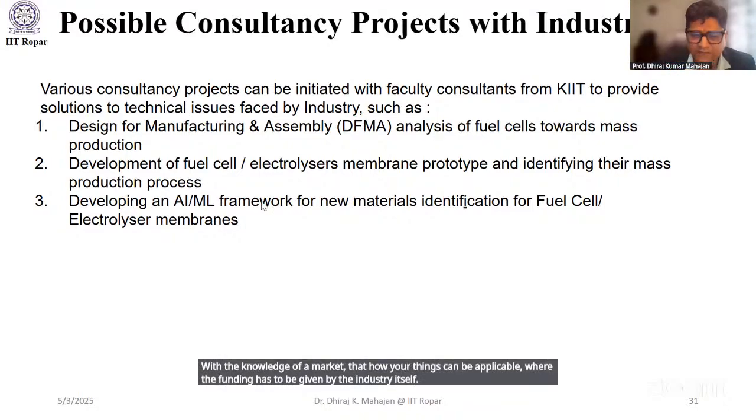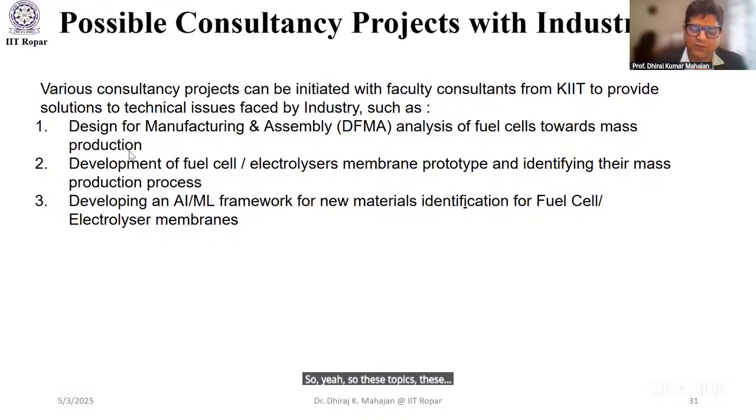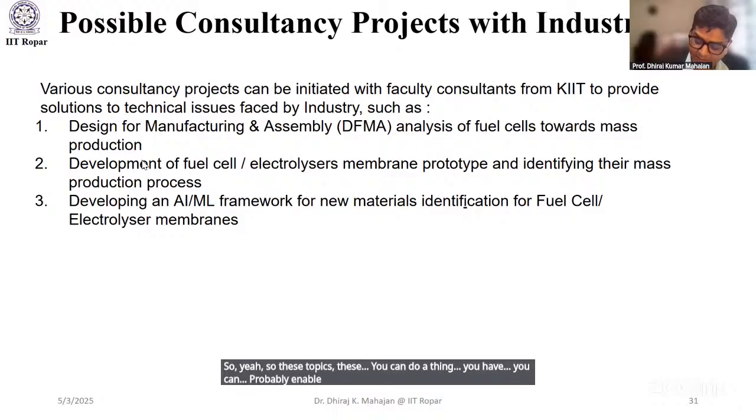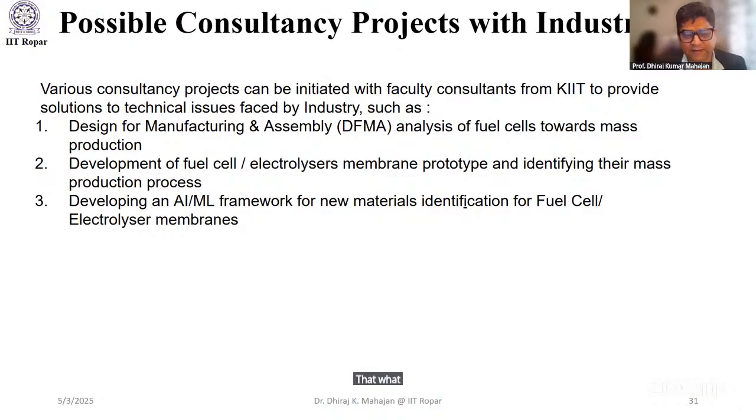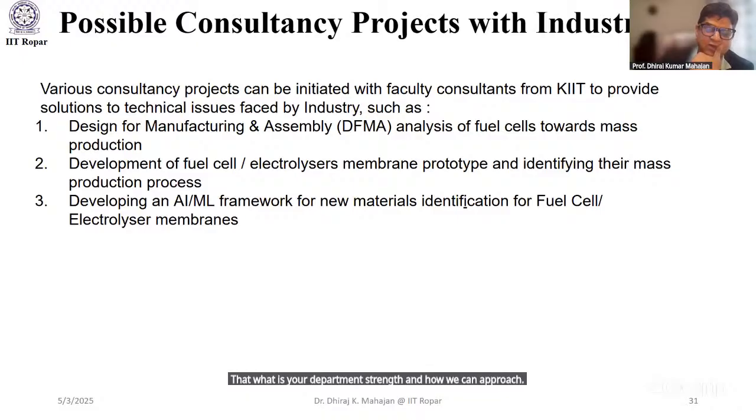So these topics you can work on. You can probably enable a think tank in your department on what your department's strength is, how we can approach industry, and on what problem statements we can work with industry, just to start things.